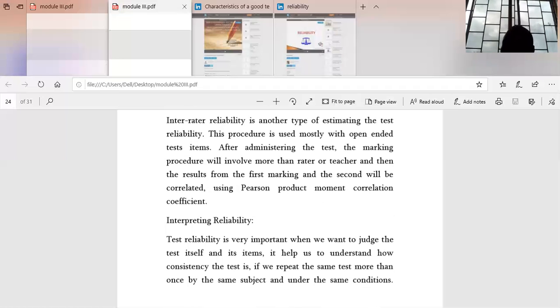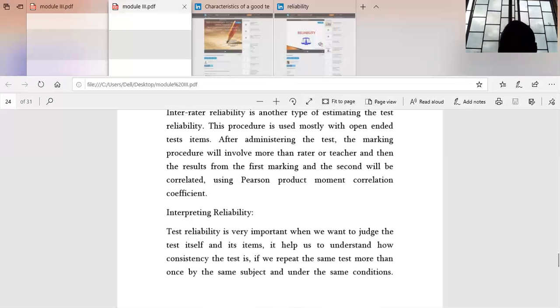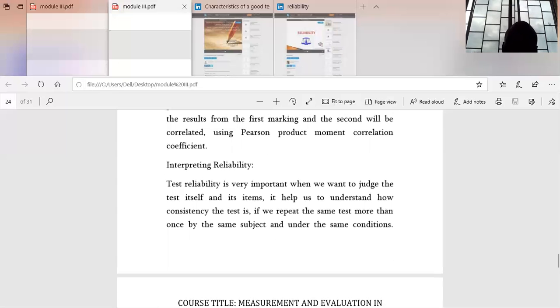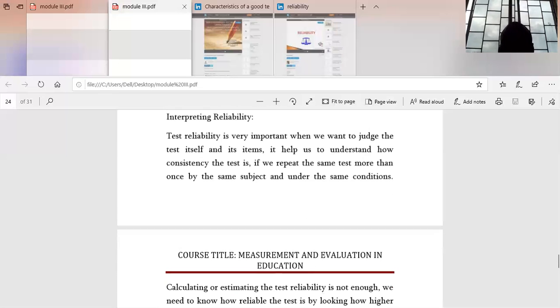So now that you already have the result, how do we interpret it? Why do we calculate what we call reliability? After having the result, what does that result imply? That's what's important for us. The interpretation of reliability: test reliability is very important when we want to judge the test itself and its items.